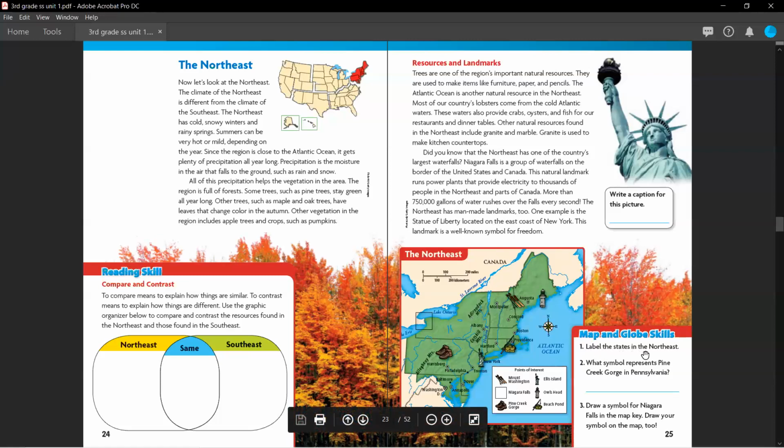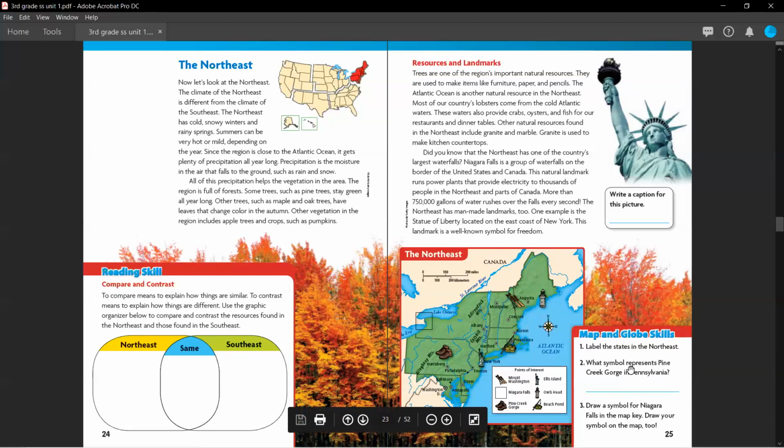Number 1 says label the states in the Northeast. So again, pull up a map with the states or go to the back of your social studies book and you'll find a map with the states already labeled and write down the names of the different states here. Number 2, what symbol represents Pine Creek Gorge in Pennsylvania? So you're going to draw that right over here or write what it is.